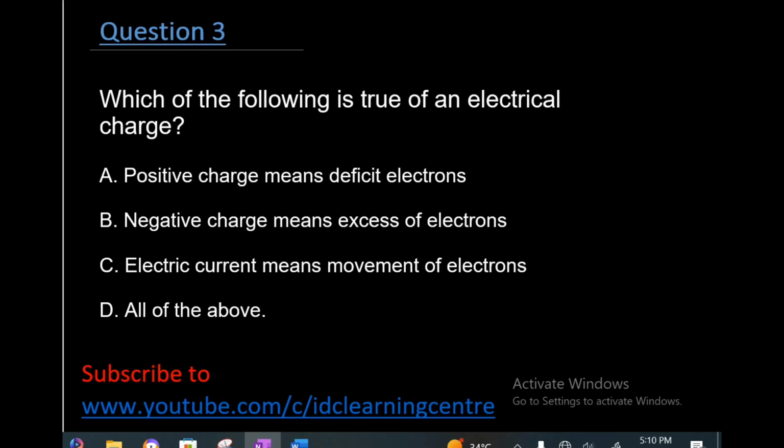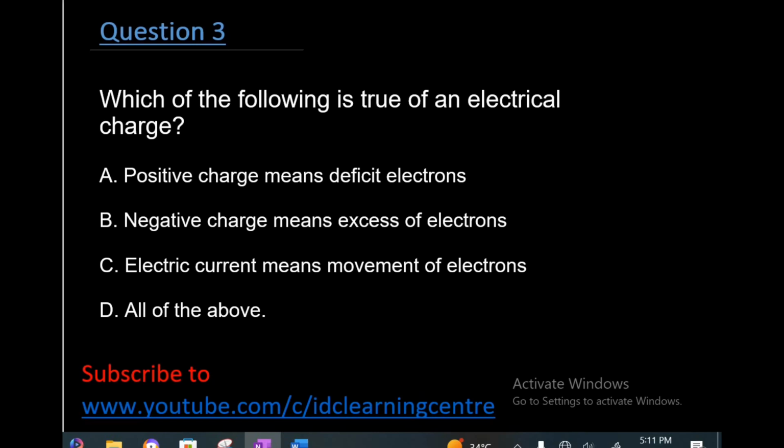Which of the following is true of an electrical charge? A. Positive charge means deficit electrons. B. Negative charge means excess of electrons. C. Electric current means movement of electrons. D. All of the above.